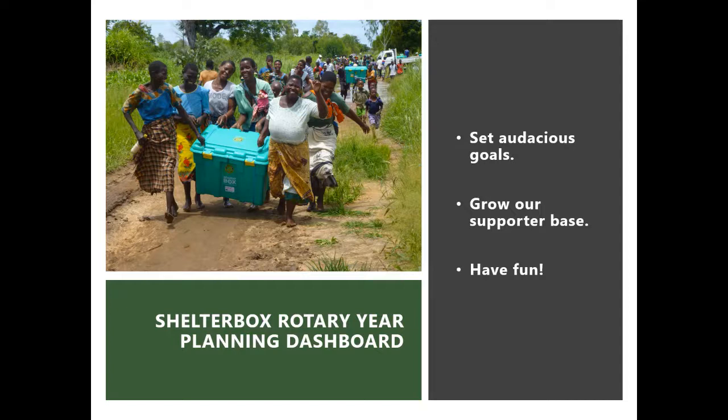And it's really designed to do three things. Number one, to help you set audacious goals. We know that any of us, when we set big goals, we're much more likely to achieve them, especially if we do the work that acts toward achieving those goals. Second is to grow our supporter base. We know that in order to achieve that outrageous goal of 1 million people served per year worldwide by Shelterbox, we're going to need a much larger supporter base, not just donors, but also volunteers, to make sure that we can have this ongoing rhythm of support by our donors in Rotary and elsewhere.